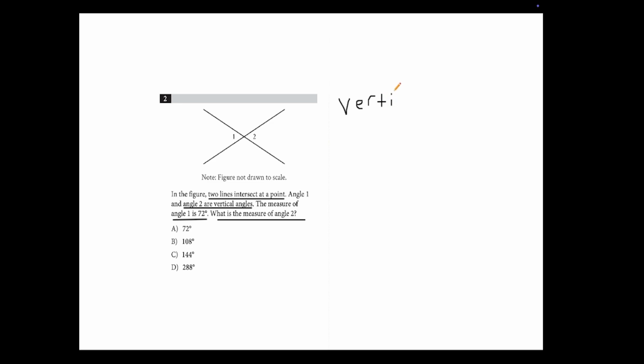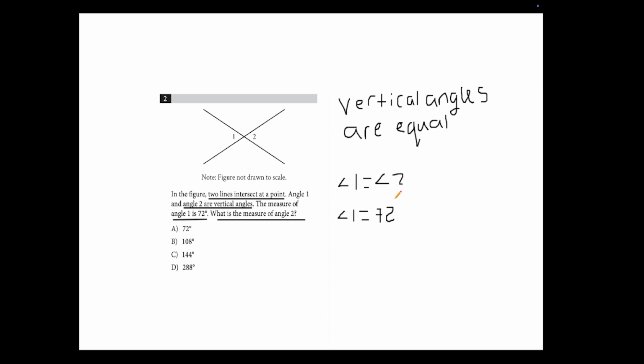So all you guys need to know is just a simple concept. Vertical angles are congruent. Therefore, since both angle 1 and angle 2 are vertical angles, we can set them equal to each other. So angle 1 is equal to angle 2. So therefore, angle 2 is equal to 72 degrees, which makes our answer A, as angle 1 is equal to angle 2.